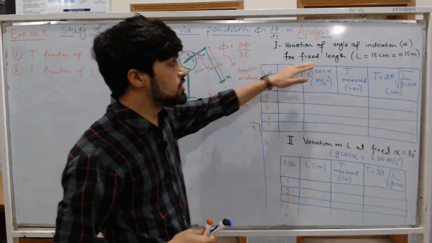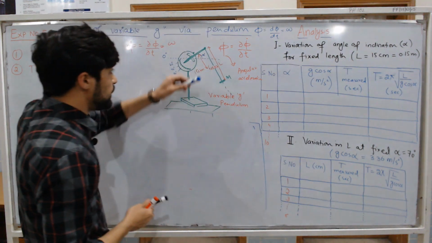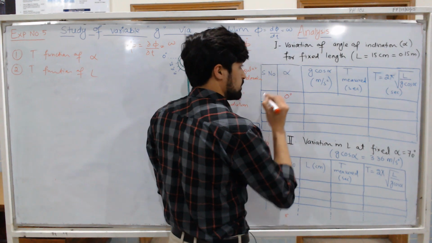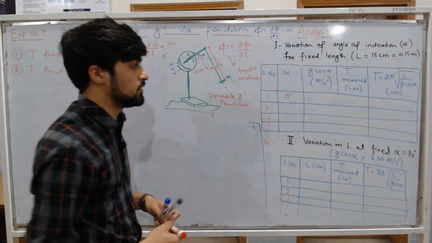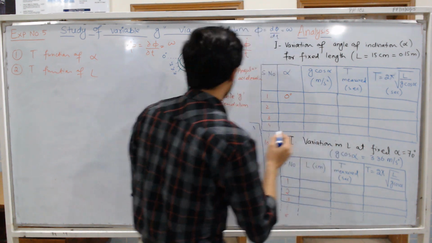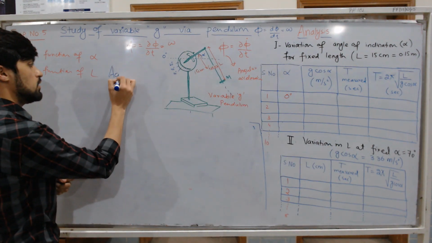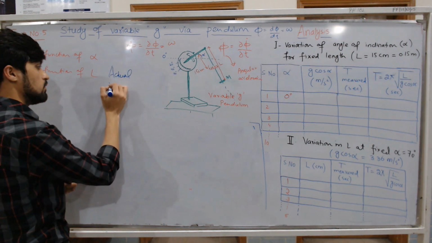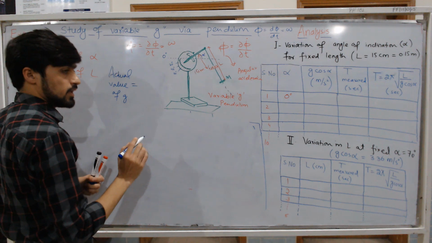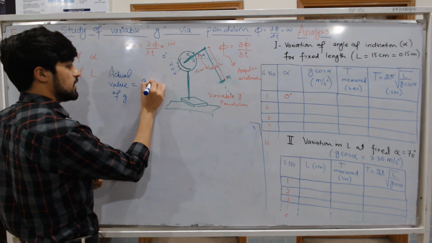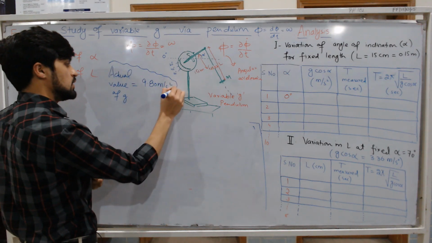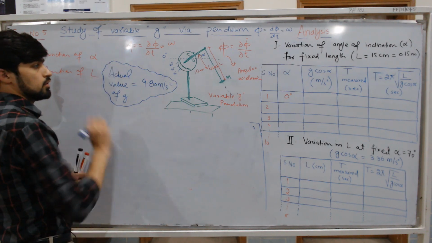Now I will change the value of alpha. Initially the pendulum is at 0 degrees, so the angle of inclination is 0 degree. Now g cos alpha is very simple. g cos alpha will be the value of g. Keep in mind the actual value of g, or the experimentally determined, accurate value, is 9.80 meters per second square. Keep in mind this is the actual value of g.